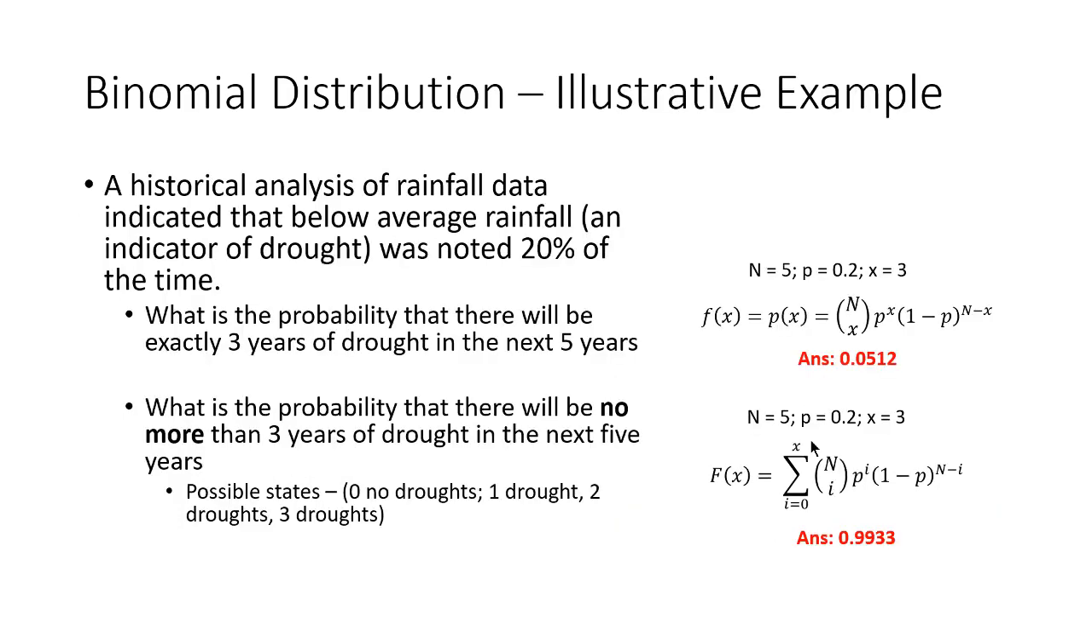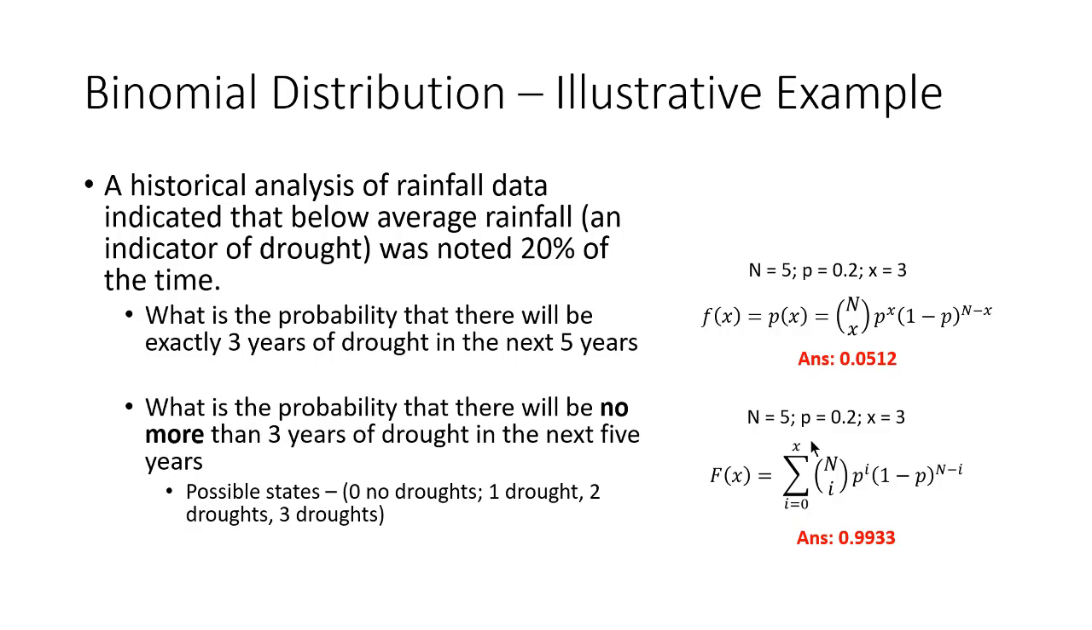So just a small illustrative example: a historical analysis of rainfall data indicated that below-average rainfall, which is an indicator of drought, was noted 20% of the time. So if you look at 100 years' worth of rainfall data, take the average, and then check every year whether that year's rainfall was greater than the average, in which case there's no drought, or less than the average, in which case there was a drought, what we found was that 20% of the time there was less than the average, which means there was drought.